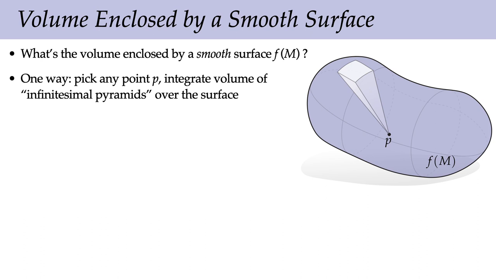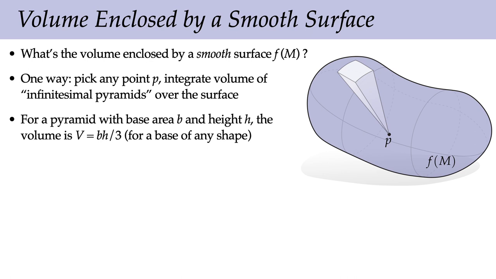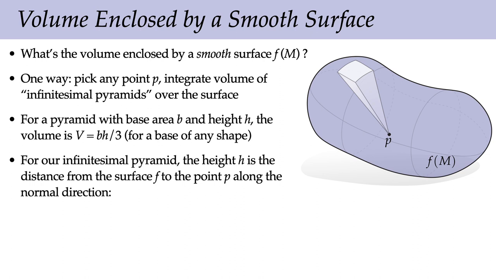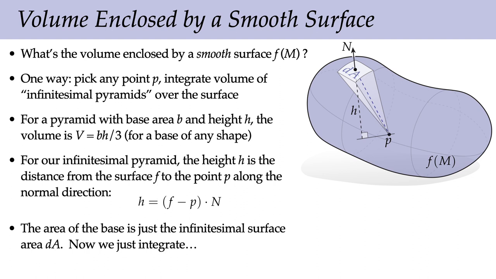surface. In particular, we know that for a pyramid with base area B and height h, the volume is base times height divided by 3, and that's true no matter what the shape of the base is. It doesn't have to be a square. It could be anything at all. In our particular case, the height of this pyramid can be expressed as the distance from the surface f to the point P projected onto the normal direction. So I say height is (f minus P) dot n, where f is the location of a point on the surface. The area of the base is just the infinitesimal surface area dA around that point.